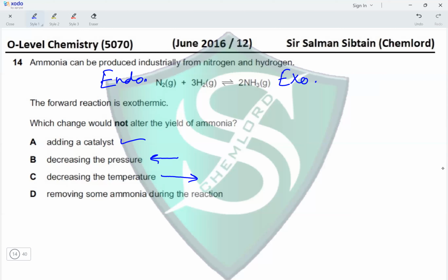And removing some of the ammonia during the reaction: if the concentration of the products is decreased, the reaction will move in such a way as to increase the concentration of product. Therefore, the reaction would move in the forward direction, increasing the yield of ammonia. Therefore, the correct option for this question is option A.